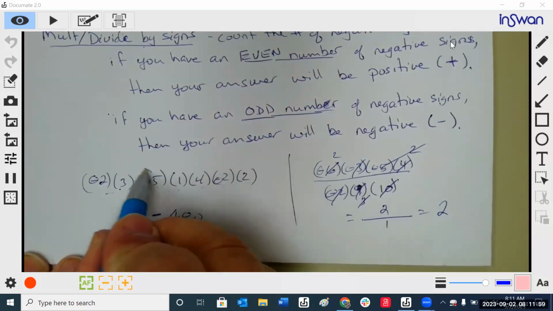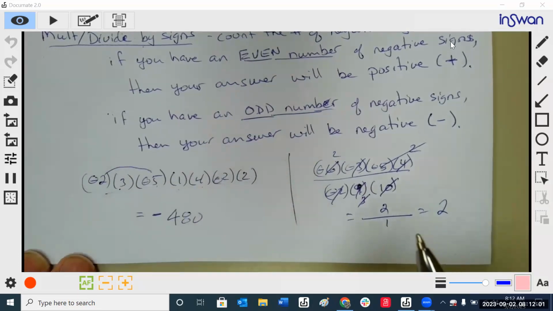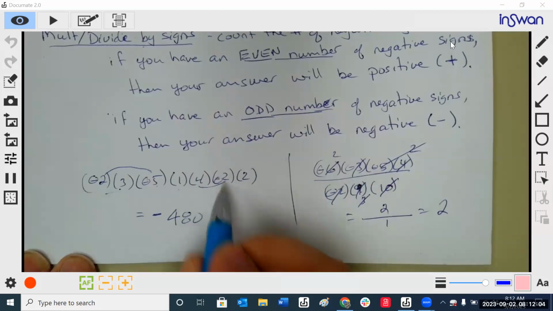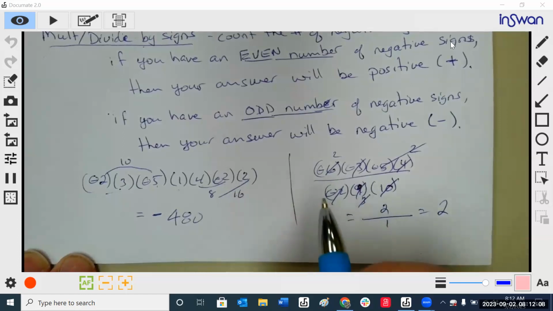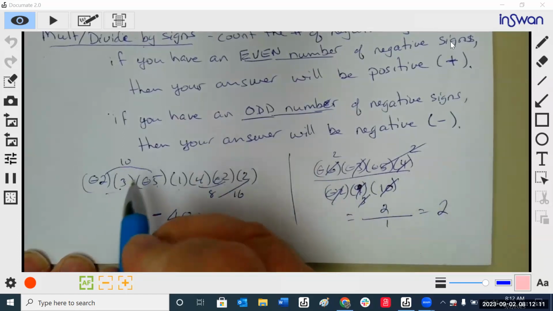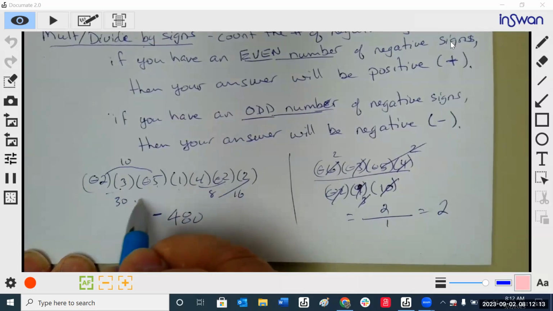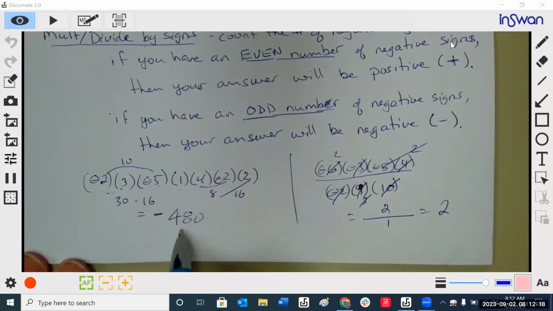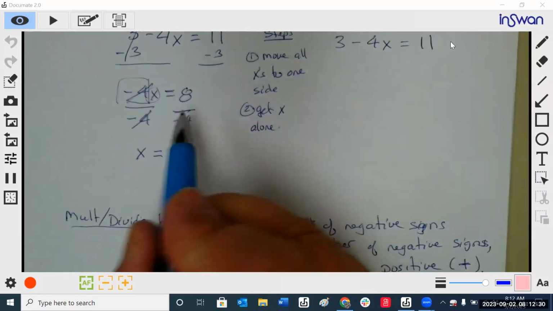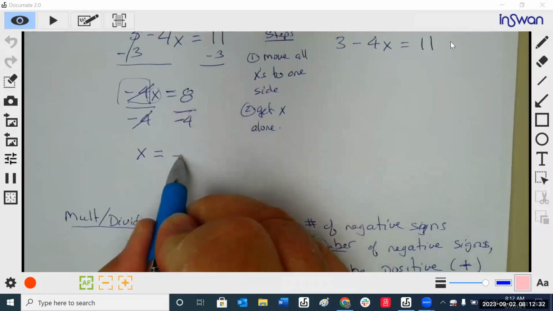Or you could have done 5 times 2 is 10. 4 times 2 is 8. 8 times 2 is 16. 10 times 3 is 30, times 16. Okay, or you need a combination that way. You can move them. So 30 times 16: 3 times 16 is 48 with a 0. So you can move them around however you want to, or you can go straight across. All right, so in this one, we only have one negative, so the answer is negative.